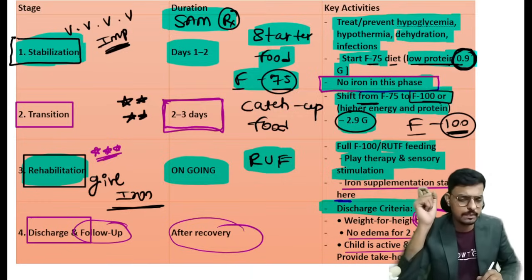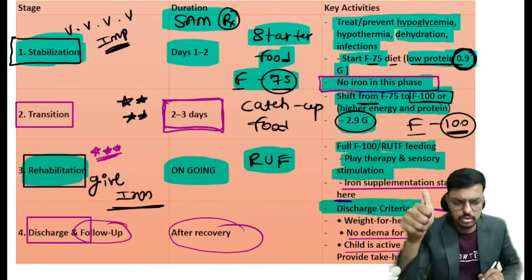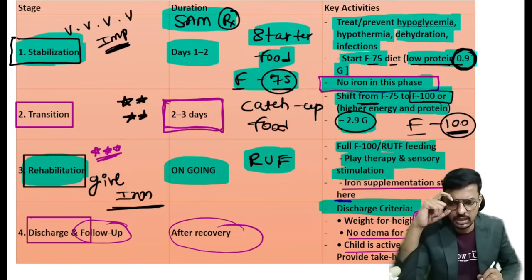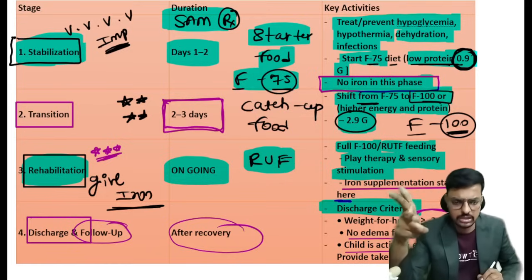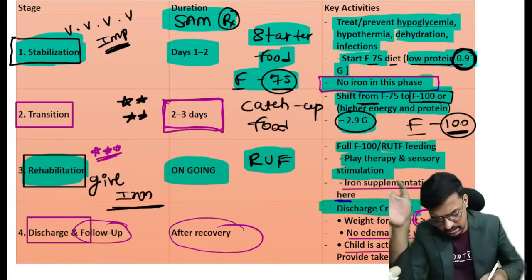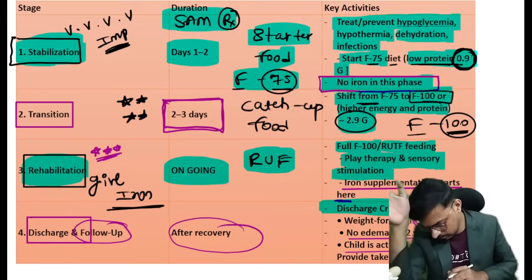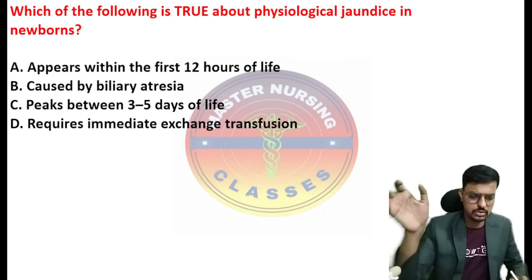In the starter food, F75 will be given. In the catch up food, F100 will be given. F75 has 0.9 gram of protein, and F100 has 2.9 gram of protein. Iron supplementation is not given in the stabilization phase; we can give iron supplementation in the rehabilitation phase. Please do remember this very important chart. It is the examiner's favorite question and favorite topic. Here's the next question.